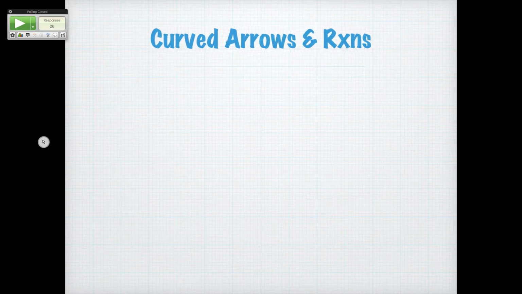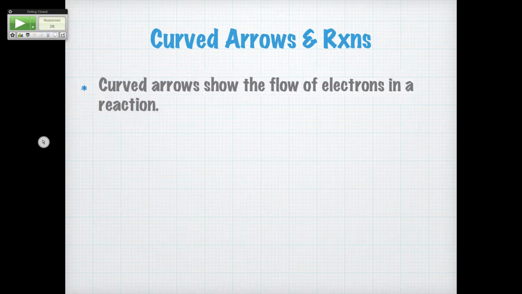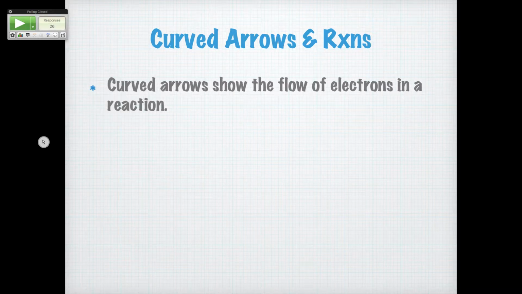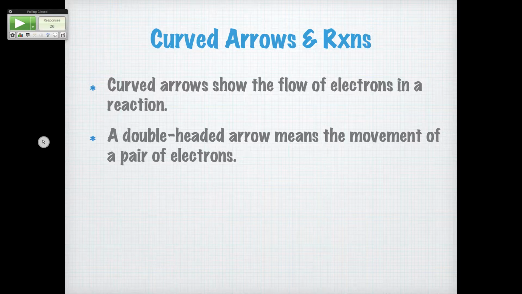All right, let's see what's on the next slide. Curved arrows and reactions. We are going to use curved arrows not only to show resonance, which is what we've done so far, but also to show the movement of electrons in a reaction, and we're going to do acid-base reactions. That's it, just acid-base. A double-headed arrow means the movement of a pair of electrons. We'll do other reactions later.